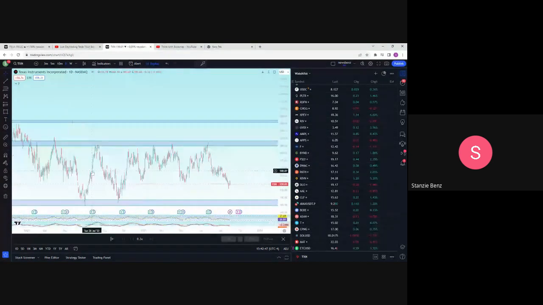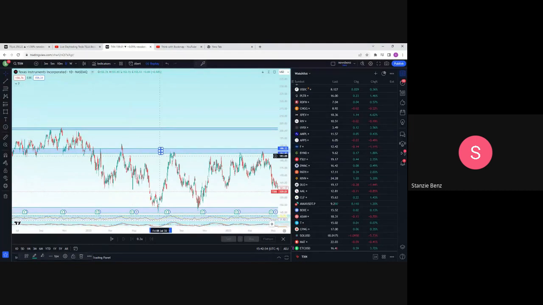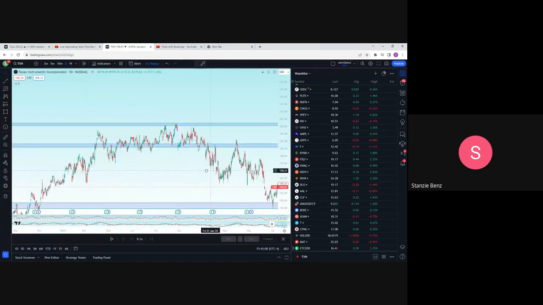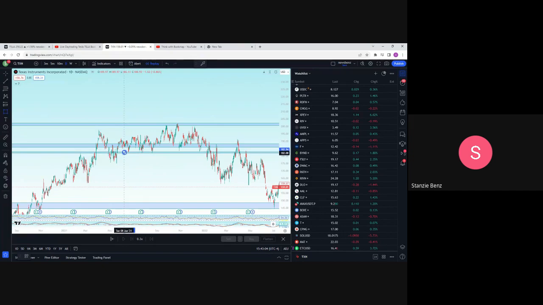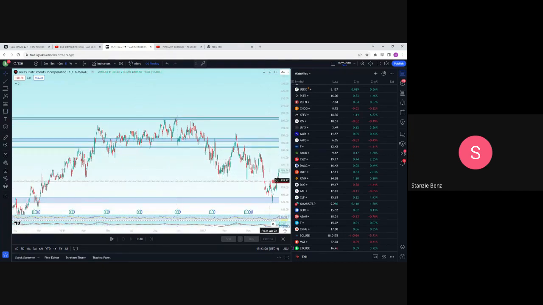I'm going to correct this. I'm going to treat this as 2 separate zones. So we're going to move this one up to just cover the wicks. And this is going to cover the bottom part of what we had on the zone. And here's how I drew this second one.